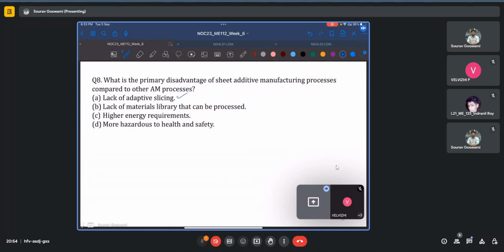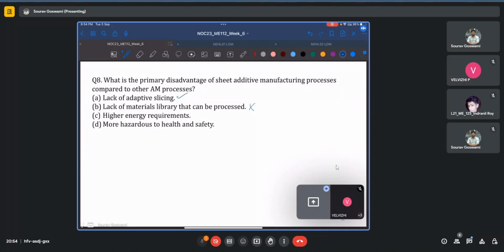The lack of materials library that can be processed. So over the course of these lectures, we came across multiple processes. Some of them are even capable of processing plastics, ceramics, definitely metals, and even among metals, even those metals which are metallurgically incompatible with each other, or which under normal course mixing them would lead to poor diffusion, poor bonding, or would produce some precipitation of intermetallic particles or the formation of deleterious second phases. Even such phases can definitely be combined using some of the other suitable sheet additive manufacturing processes. So this is not a disadvantage because it has a very vast material library which can be processed.